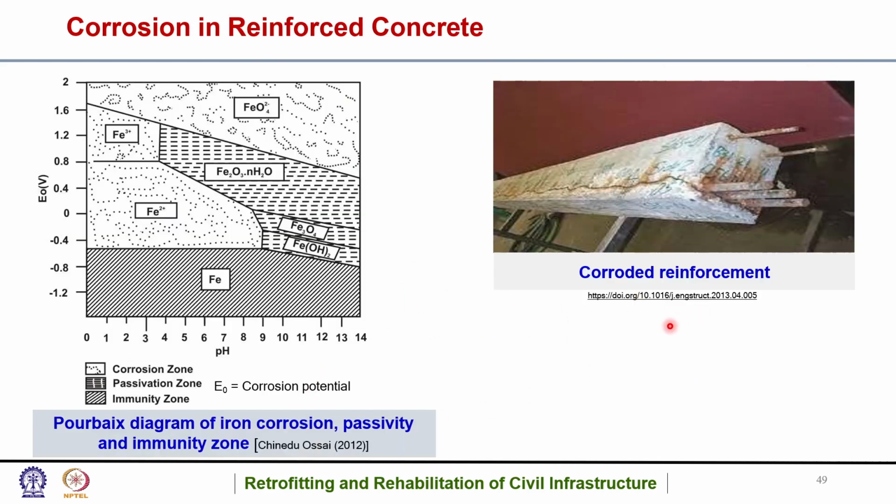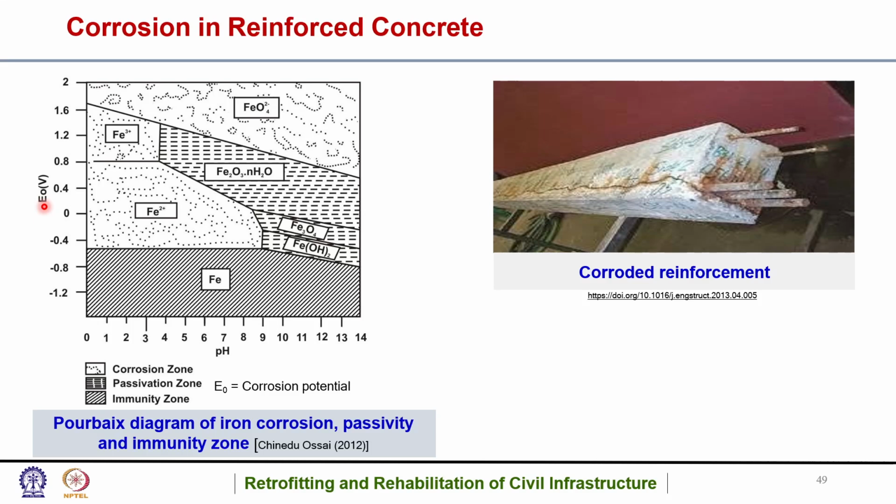So there is also, as you can see, the figure here of corroded reinforcement. Maybe it has been degraded due to carbonation. So there is a diagram also. It's called the Pourbaix diagram of iron corrosion, passivity, and immunity zone. Okay. So from literature it has been taken.